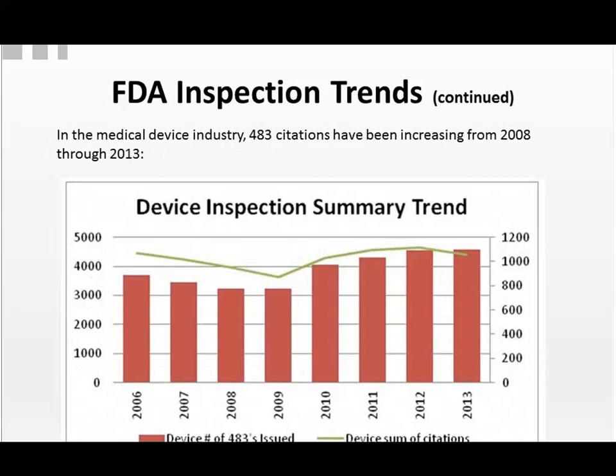The same trend is seen with device inspection. We see an increase through 2012 and then some tailing off. There isn't any available data to show what kind of trend has occurred since 2013. Unfortunately, there isn't anything on the internet or the FDA website.